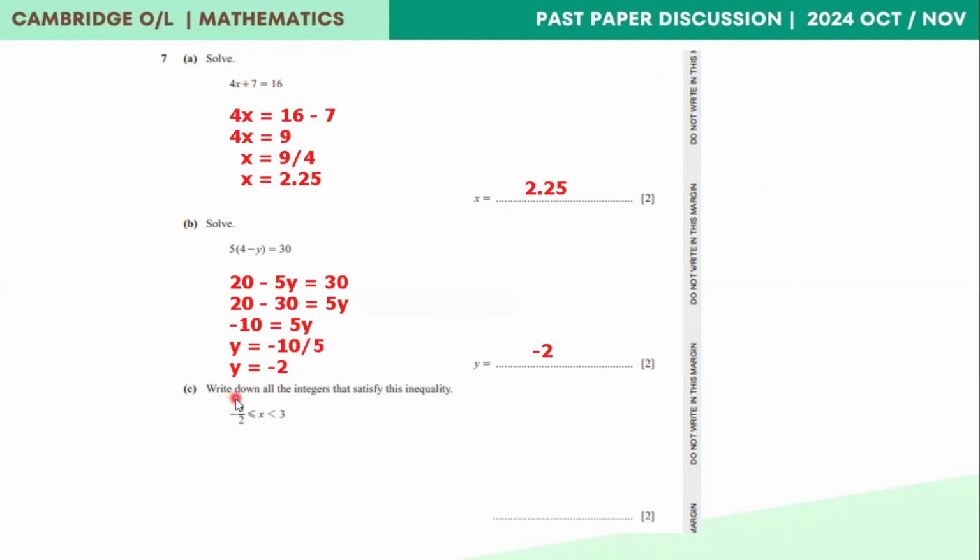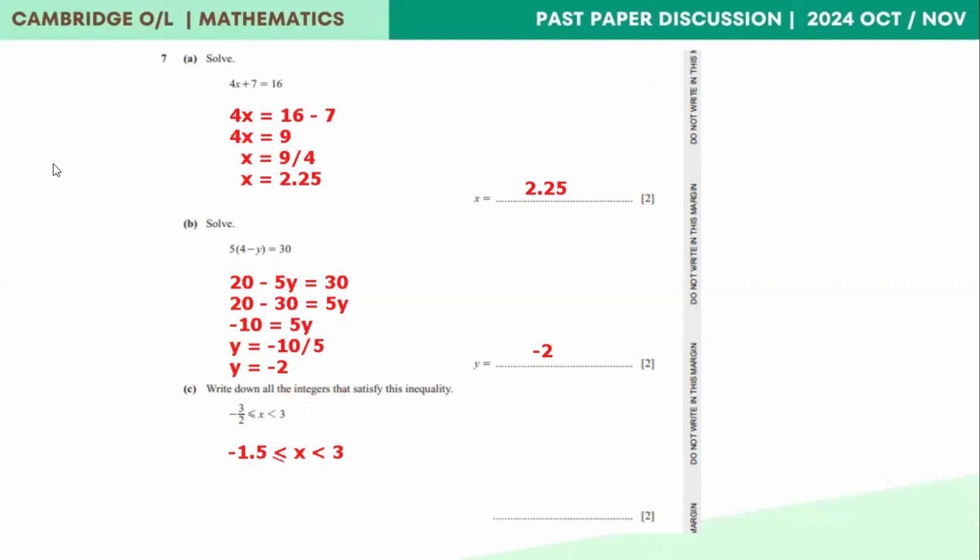So the C question, write down all the integers that satisfy this inequality. X is greater or equal minus 3 over 2 and less than 3. So first we convert minus 3 over 2 to decimal. That would be minus 1.5. So x is greater or equal minus 1.5 and less than 3. So we have to write all the integers that satisfy this inequality.